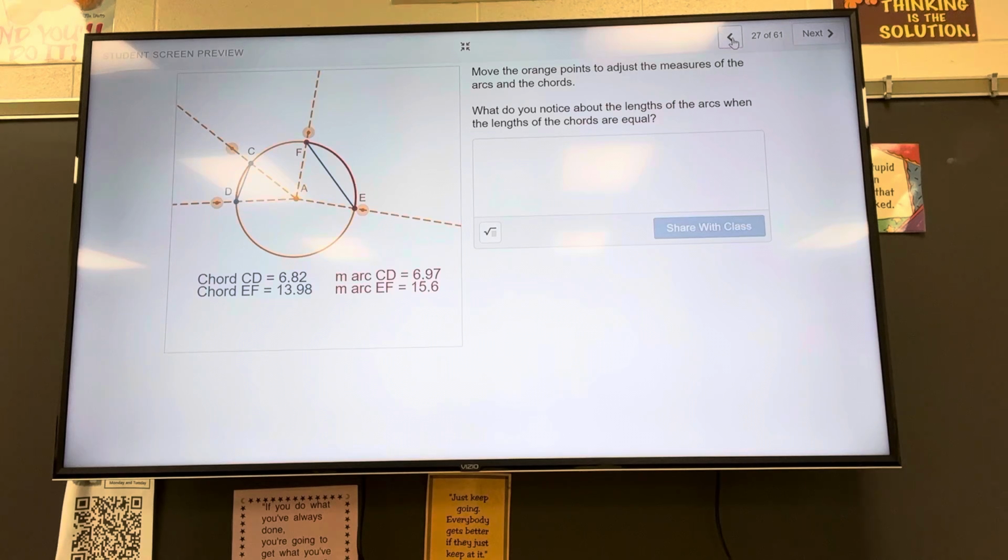Where is my mouse? Come on, mouse. It's frozen, just like Dana's computer.